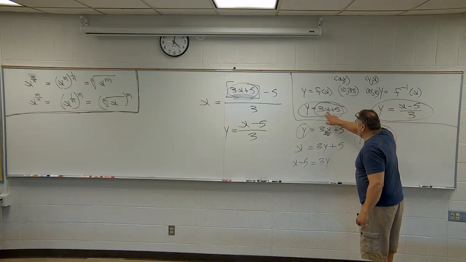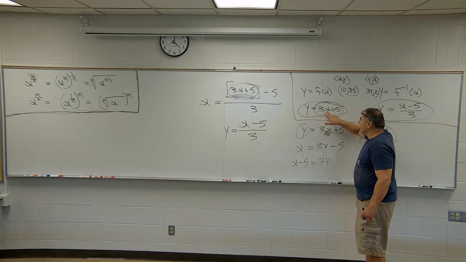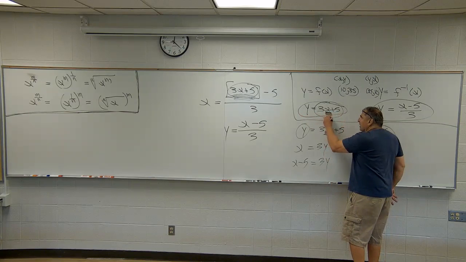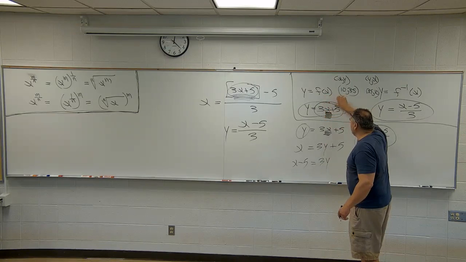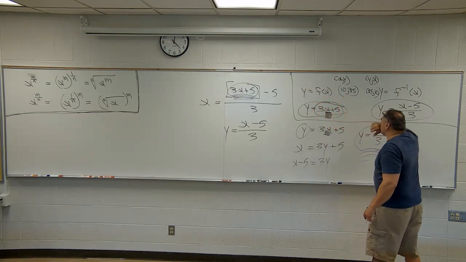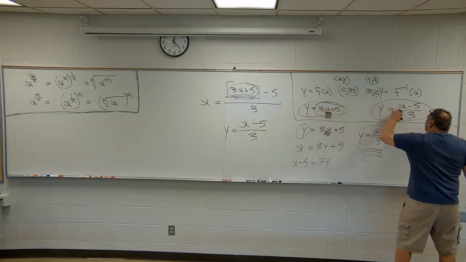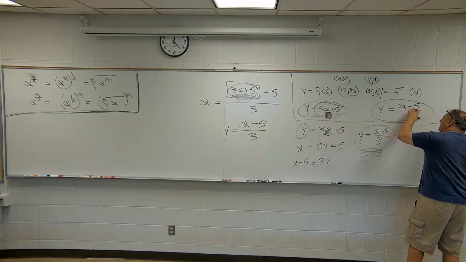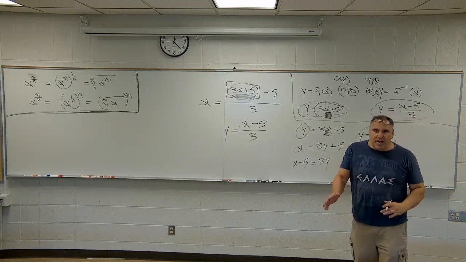Do it again. For x, put a 10. 10 times 3 is 30, plus 5 is 35. As we said, x is the 10. 10 times 3 is 30, plus 5 is 35. Put the 35 right here. What's 35 minus 5? 30. Divided by 3? 10. Wait a minute. You do one, then the other, you get back to where you started.